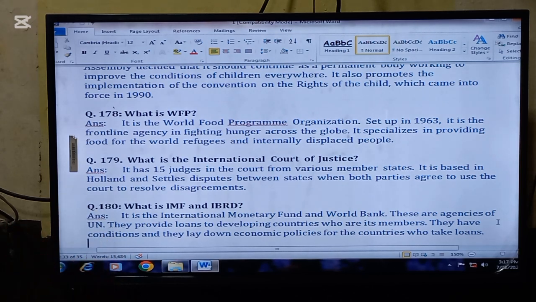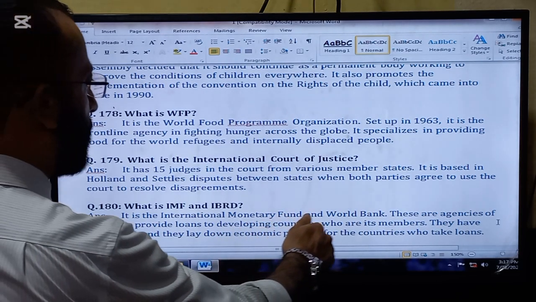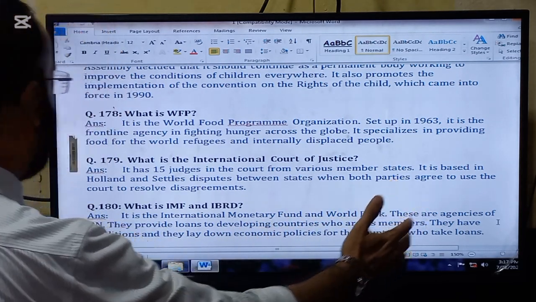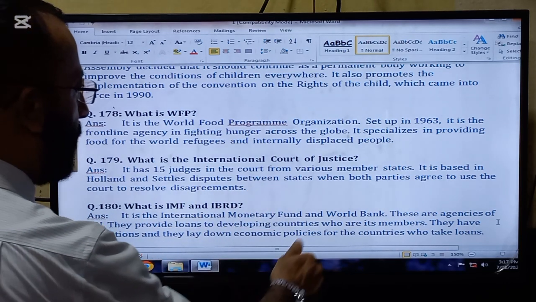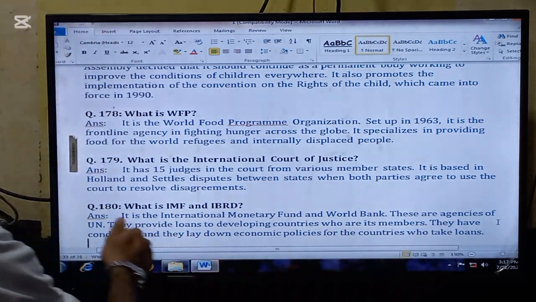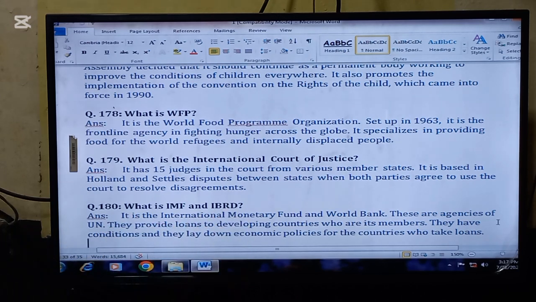The next important question for today is, what is the International Court of Justice? It has 15 judges in the court from various member states. It is based in Holland and settles disputes between states when both parties agree to use the court to resolve the disagreements.